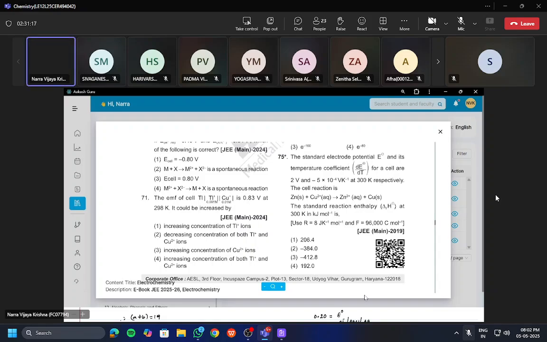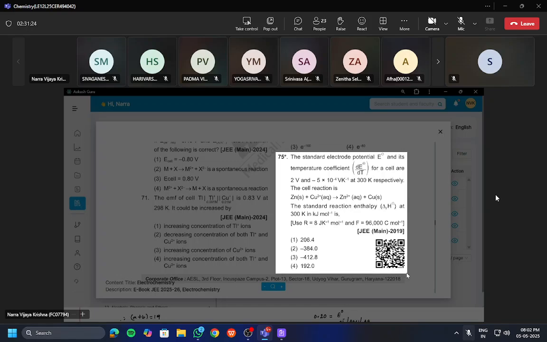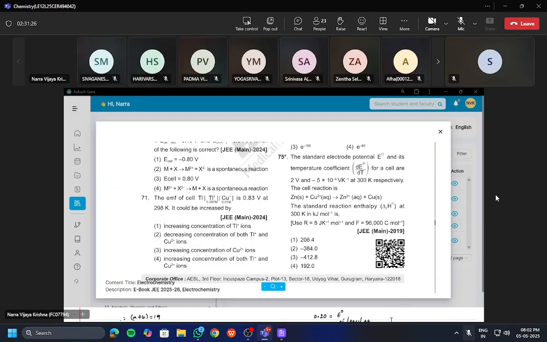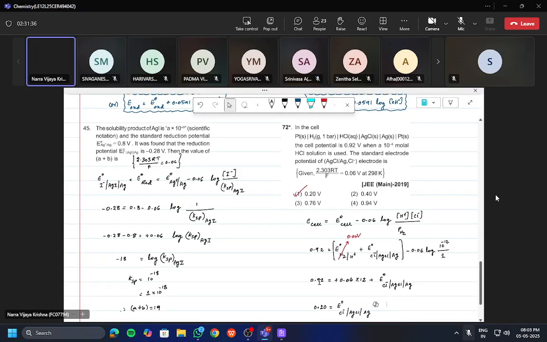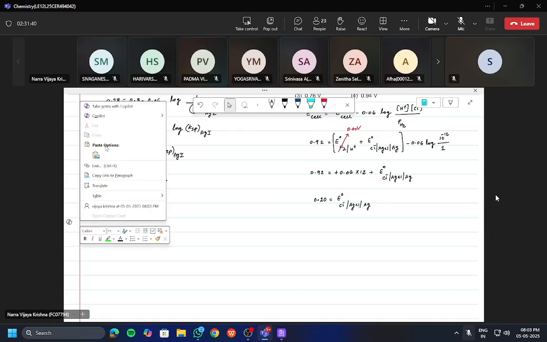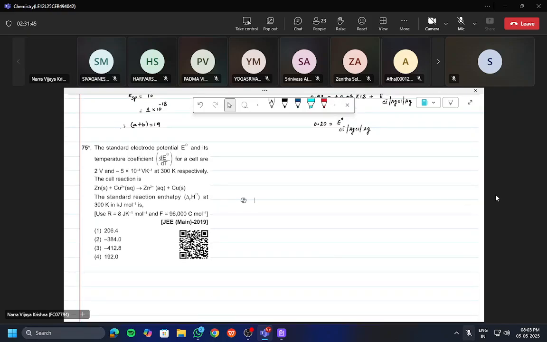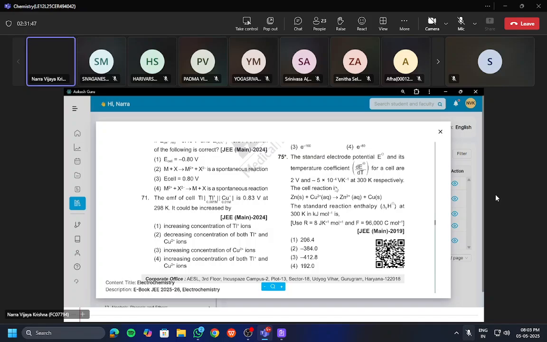Solve this one, 75. It's a JEE question, sir, right? What do they give? dE by dT, the temperature coefficient of the cell they gave, right? Solve. Meanwhile, I will take one more question.